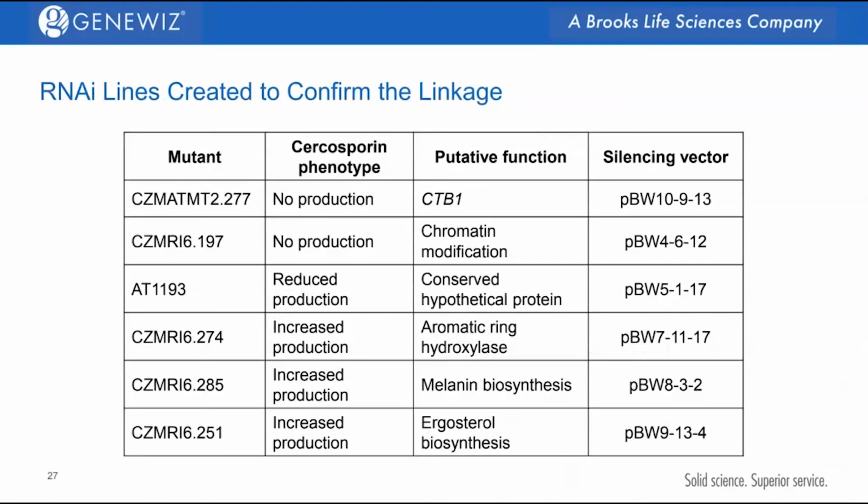Now, doing a forward genetic screen, you also need to show that your mutation is directly linked to the phenotype. So as a proof of concept, I generated some RNAi lines. Some of the mutants that I had identified in my screens, I selected 6 genes that were non-producers, less cercosporin producers, and overproducers. And some of the genes like CTB1, that we talked about, the polyketide synthase, is directly responsible for producing cercosporin. And I chose genes with widely different functions.